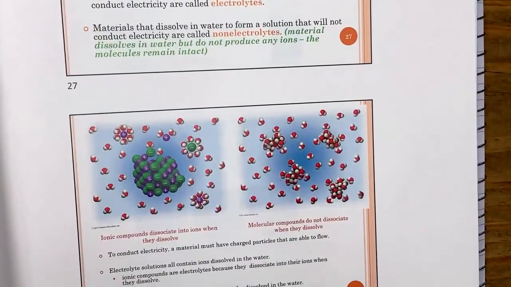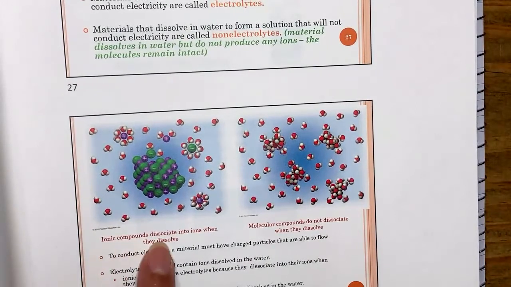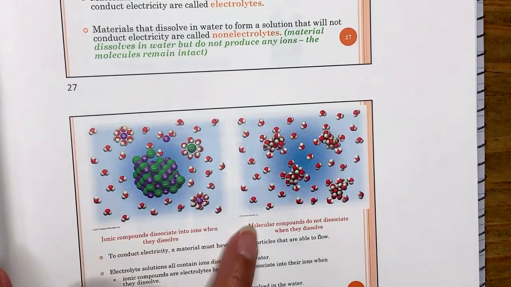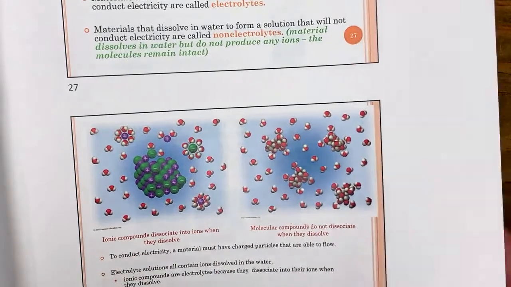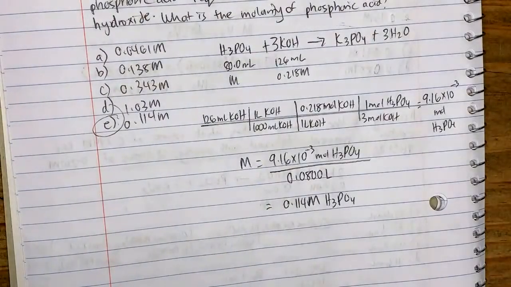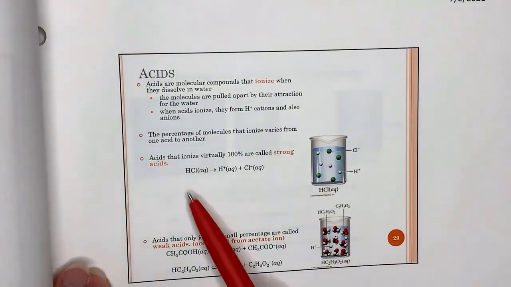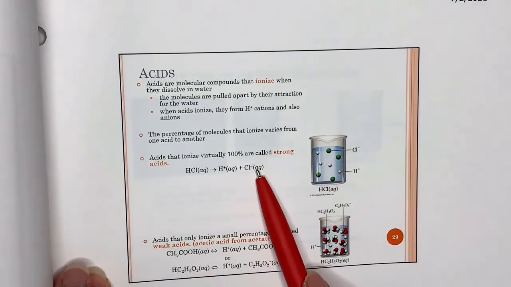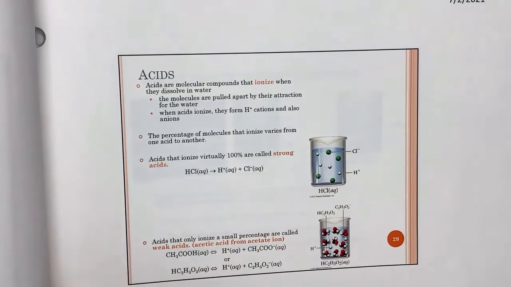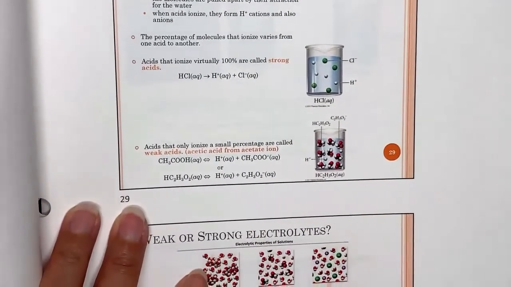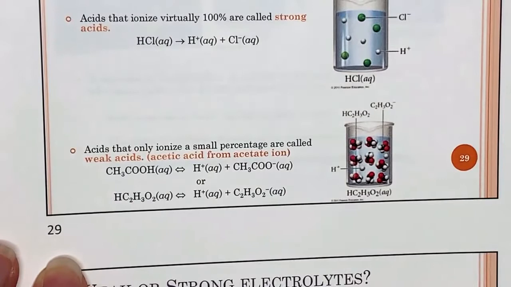So you got to remember, ionic compounds will dissolve, so they are electrolytes. Molecular compounds do not dissociate, so they're most of the time non-electrolytes. Now there are some exceptions. Okay, I want to show you the cool exceptions that have to do with acids. So for acids, we have strong acids and weak acids. There are some acids that are completely ionized, 100%, and then some are weak acids. Weak acids can ionize, but it's not 100%.